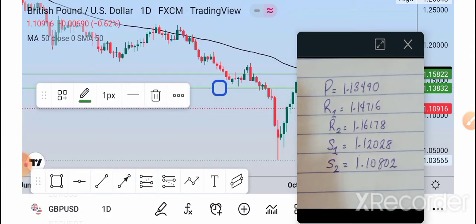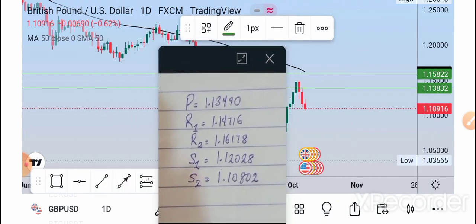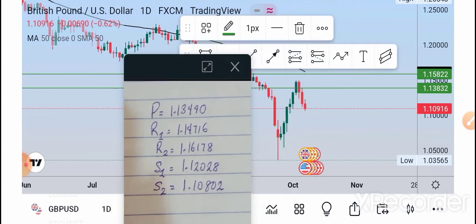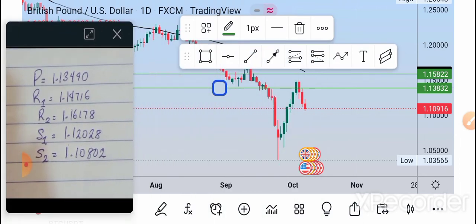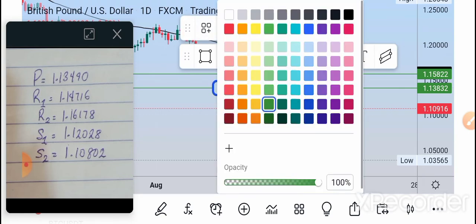Then I can have this up here. Okay. I just want to draw the horizontal lines and still keep this in place. Alright, so starting with pivot points. Let me change the color to blue.